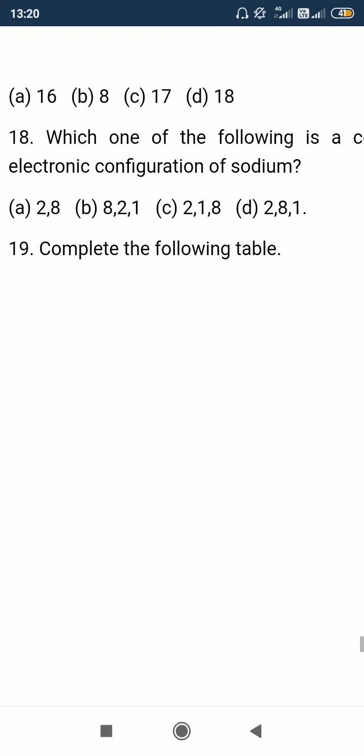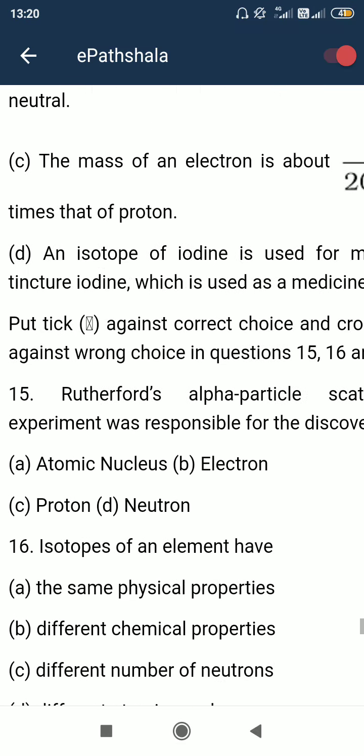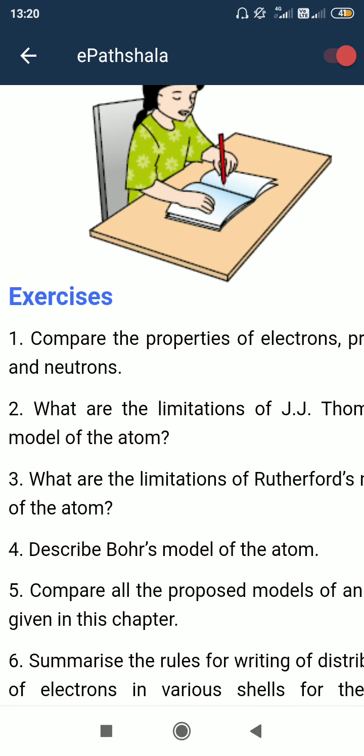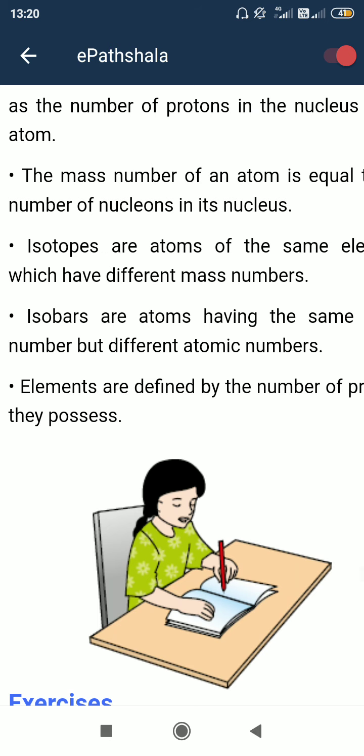Exercises. Okay, fine. These are the basic concepts from the chapter atomic structure. So I will discuss some other chapter later.